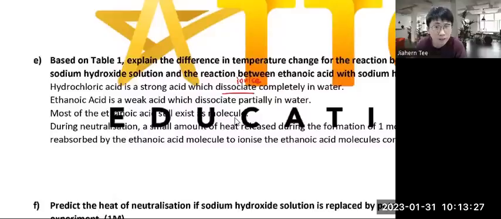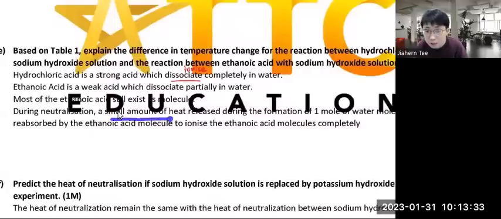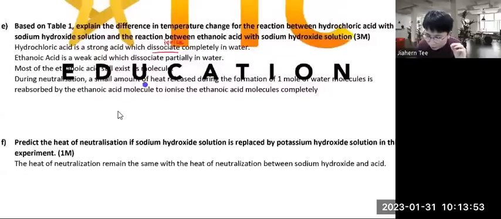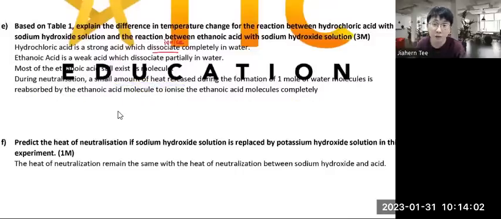So what's the problem with this? If they never ionize, it means during neutralization, a small amount of heat is released during the formation of water, halfway through the process. It's supposed to release a lot of heat, but because it's a weak acid, it needs to take back a bit of the heat. The small amount of heat released is reabsorbed by the ethanoic acid molecules to ionize them completely.